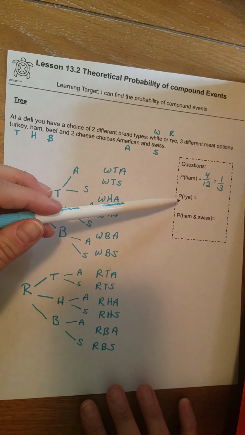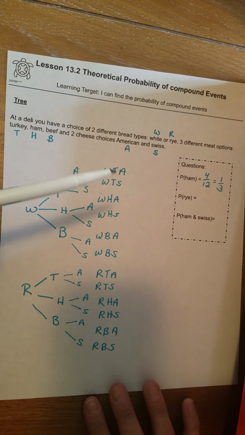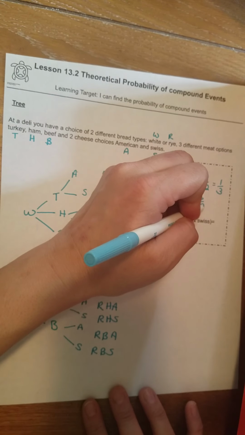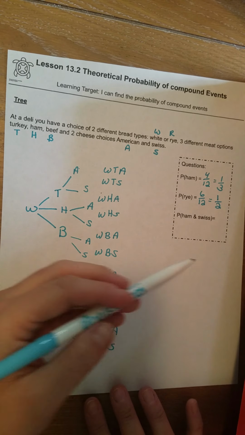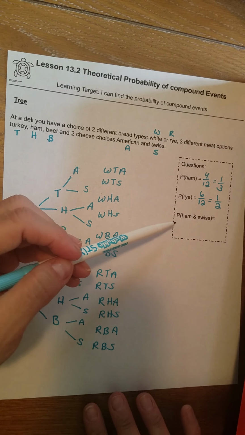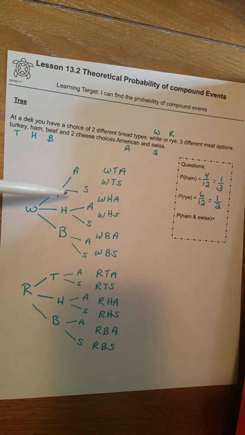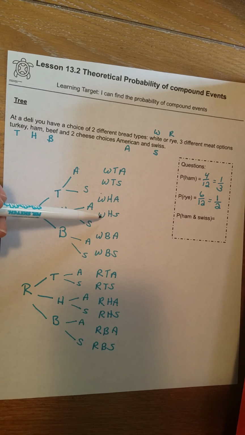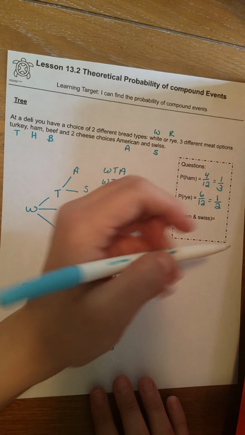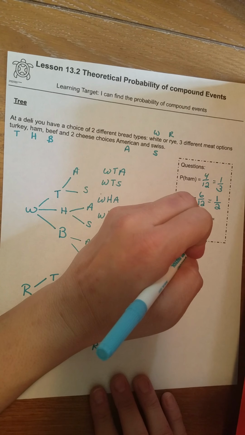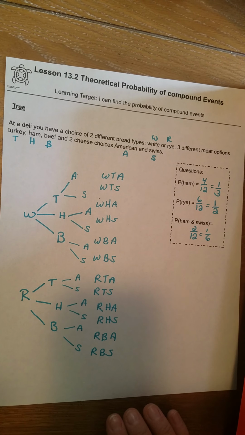The probability of rye, well, that's down here. 1, 2, 3, 4, 5, 6 out of the 12 sandwiches have a rye bread option. That's 1/2 of them. And the probability of ham and Swiss. So I want it to have both ham and Swiss in it. So right here, that's one option for the white bread. And I've got another one right down here for the rye bread. So 2 out of the 12, or 1/6 of the sandwich choices, are ham and Swiss.